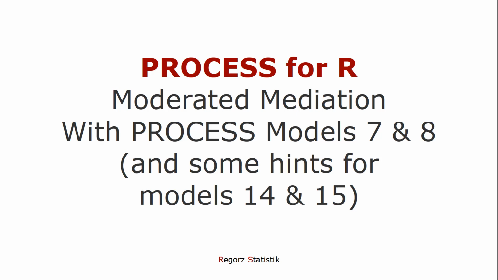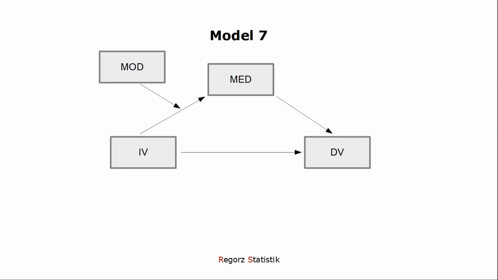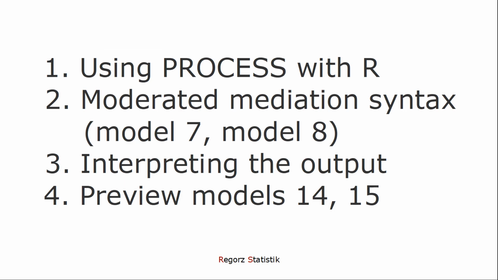Primarily, we'll be looking at the process models 7 and 8, but in the end I will give you some hints for the process models 14 and 15 as well. Process model 7 is a moderated mediation in which the A path of the mediation is moderated, whereas model 8 has a moderation for the A path and the direct path C' as well.